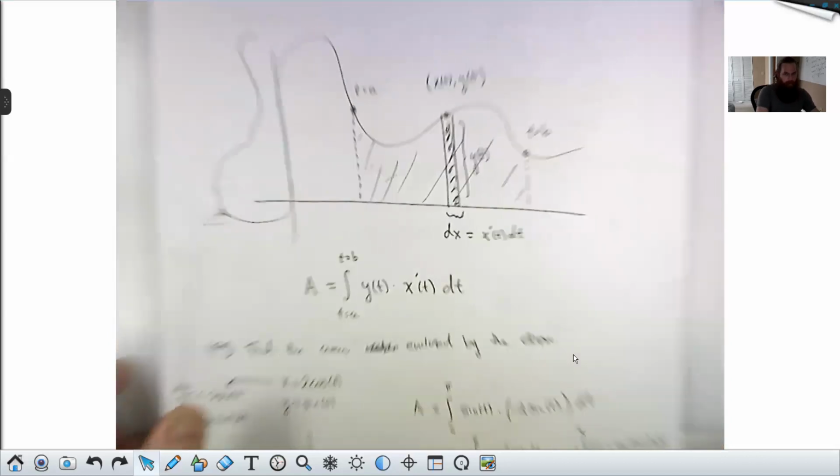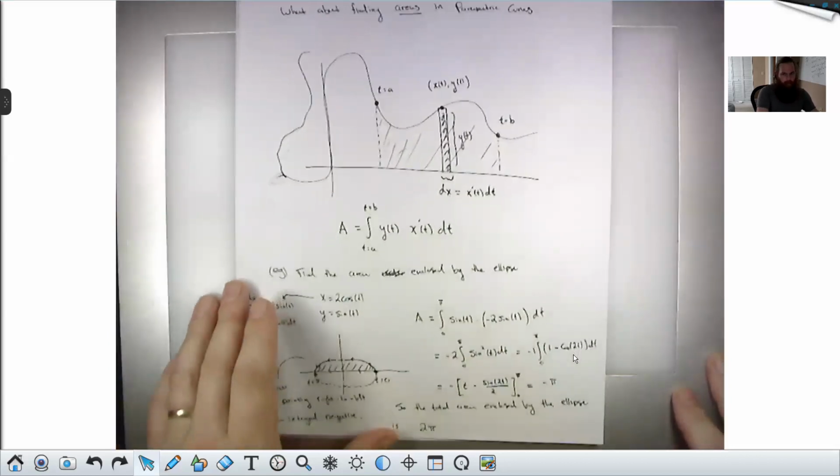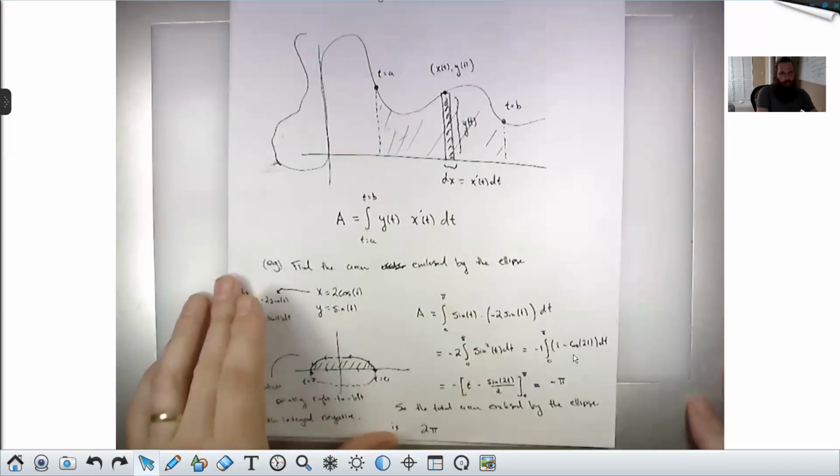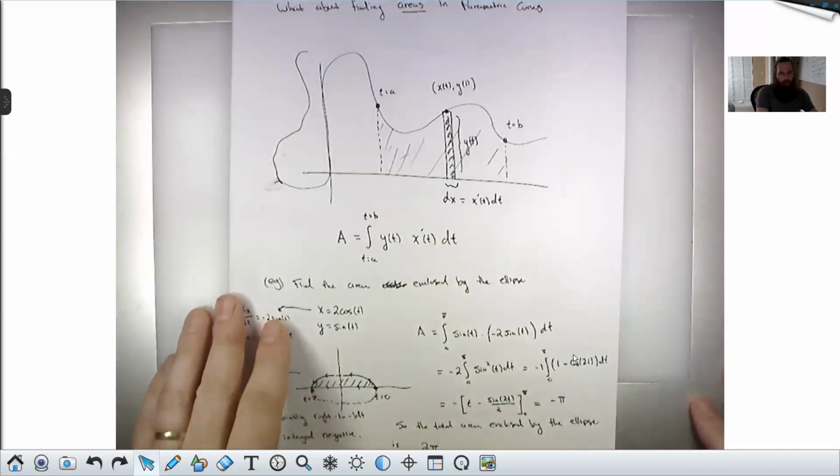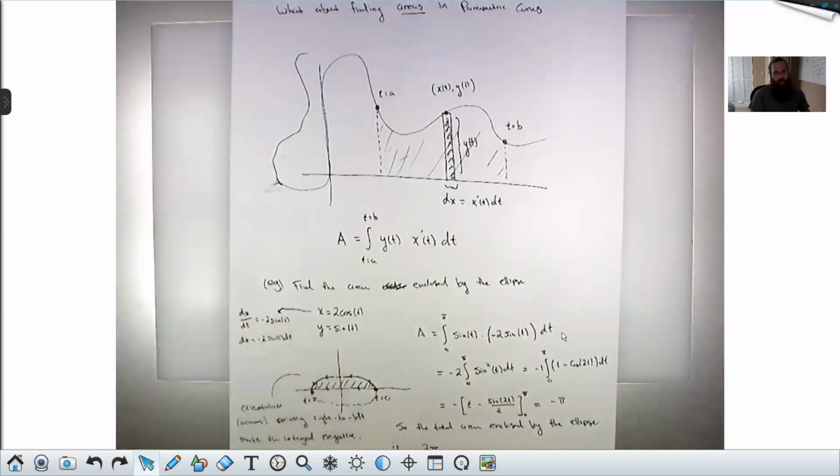Everything works just like it does in the normal case, where y is a function of x. So if I want to find the area under a parametric curve from t equals a to t equals b, these are not x values, these are t values, then what I do is I imagine your normal Riemann sum stuff. So I get a rectangle here whose height is determined by y, and whose width is determined by x, it's dx.